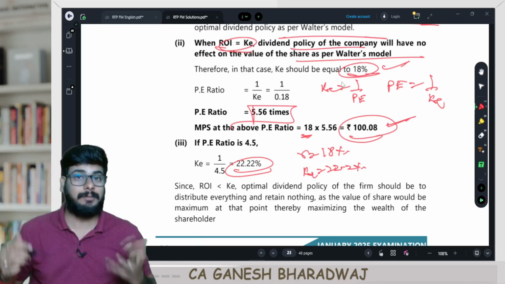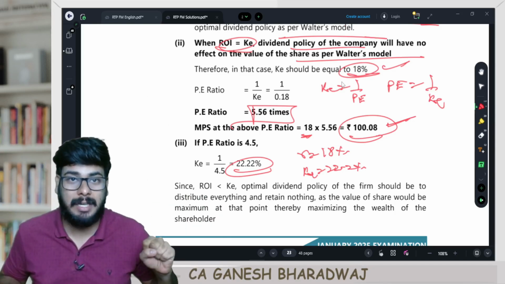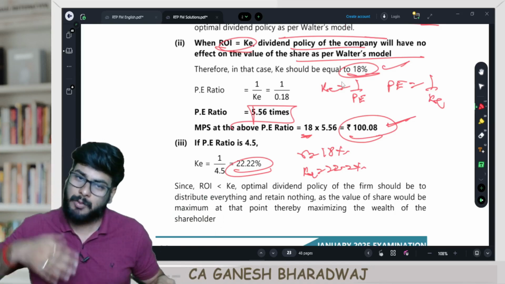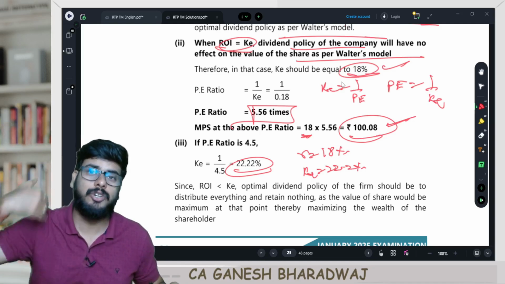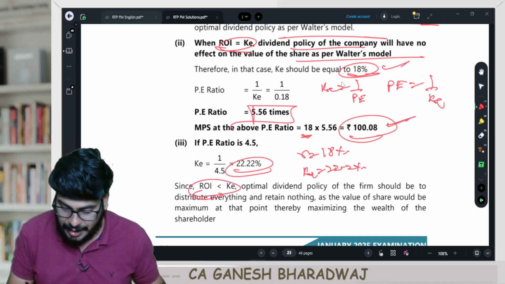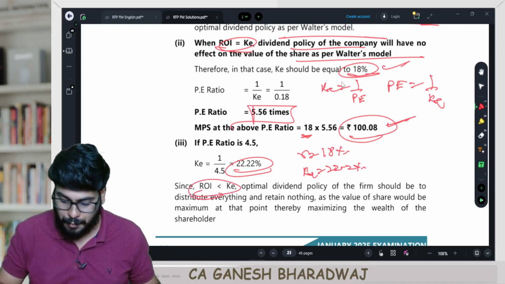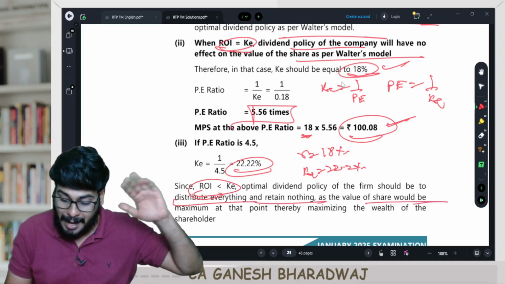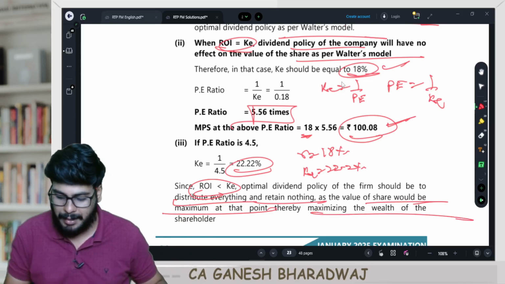KE is greater than R, or in other words, the company is earning some return that is way lesser than the KE. What should the company do? You don't have any funds with you. Distribute everything to the equity shareholders. Since R is lesser than KE, optimal dividend policy should be to distribute everything and retain nothing, as the value of share would be maximum at that point, thereby maximizing the wealth of the shareholders.